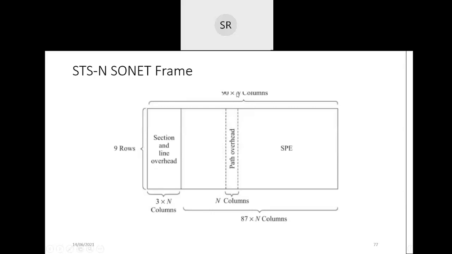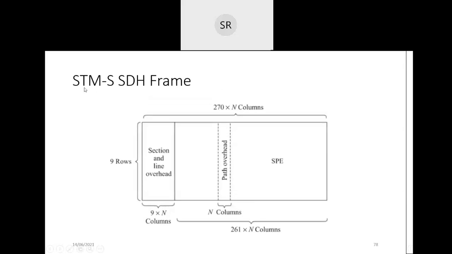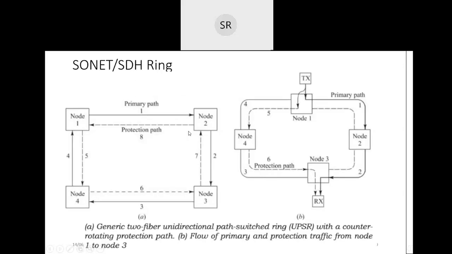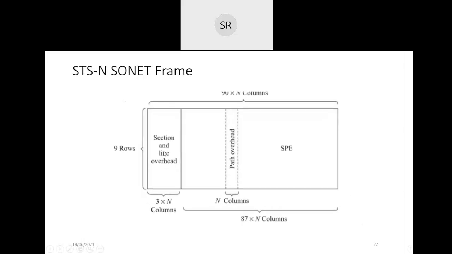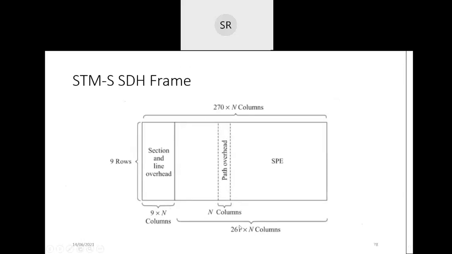Here, instead of 90 into N, we can use 90 into 3, so that will be STM-N, that is 270 into N. So that is the STM-N SDH format. Even you can say STM-M. That is thrice of STS-1. Then, if you consider the number of columns, instead of 90 it is 270 here, and the section and line overhead consists of 3 into N, but here it consists of 9 into N, and the SPE consists of 261 into N here.